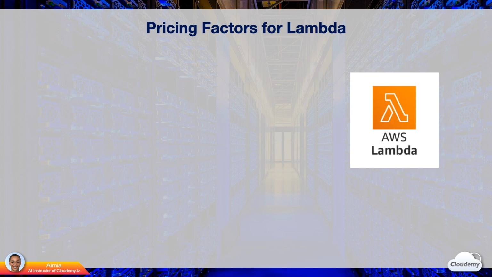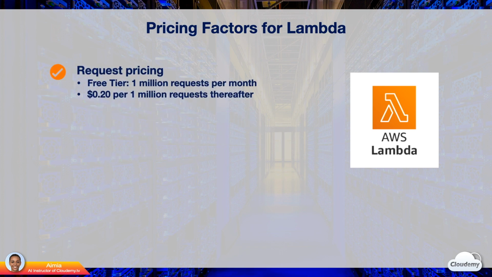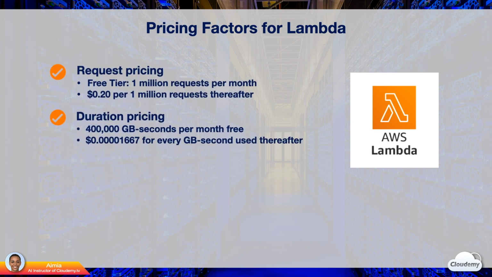AWS Lambda lets you run code without provisioning or managing servers. You pay only for the compute time you consume. There is no charge when your code is not running. With Lambda, you are charged based on the number of requests for your functions and the time it takes for your code to execute. Lambda registers a request each time it starts executing in response to an event or invoke call, including test invokes from the console.